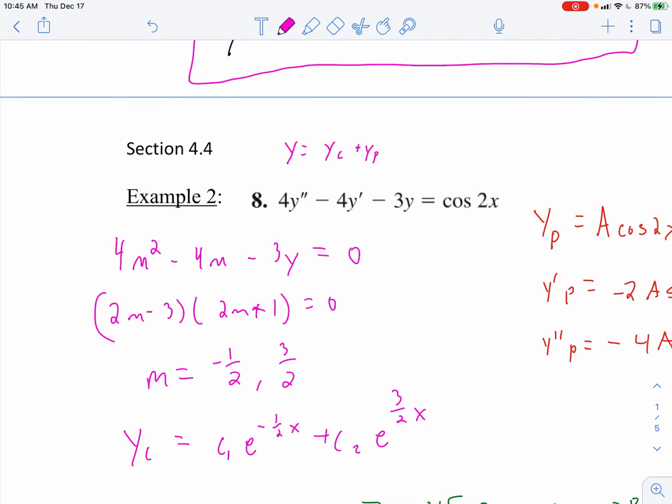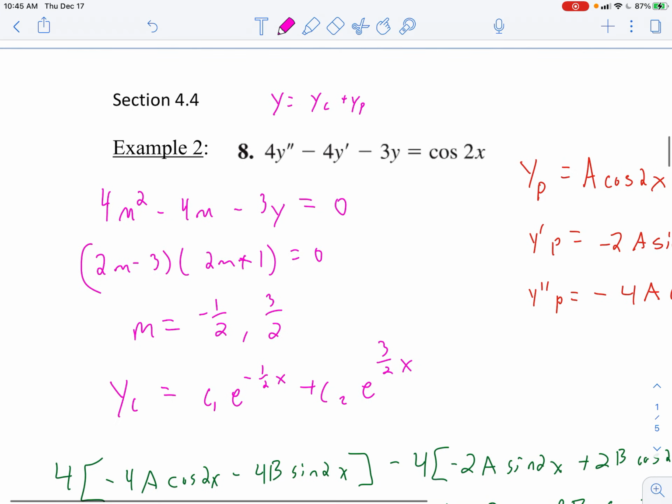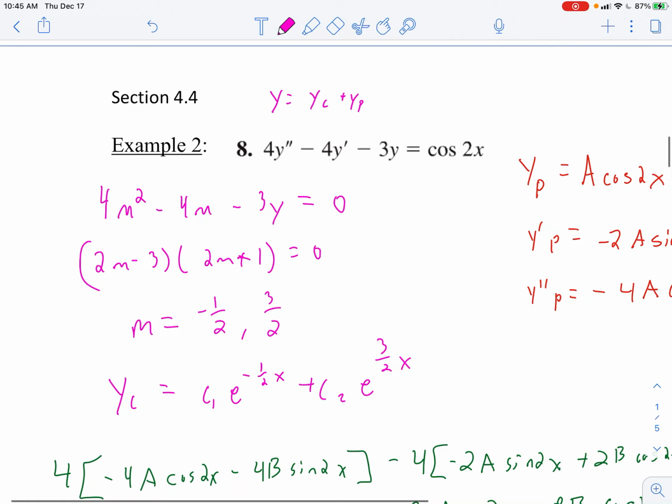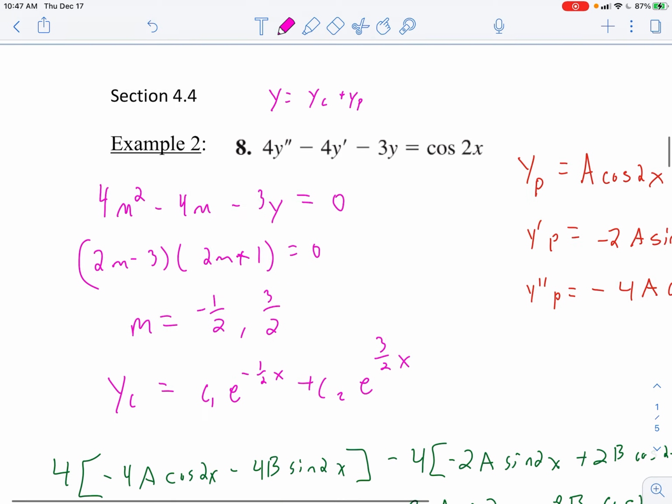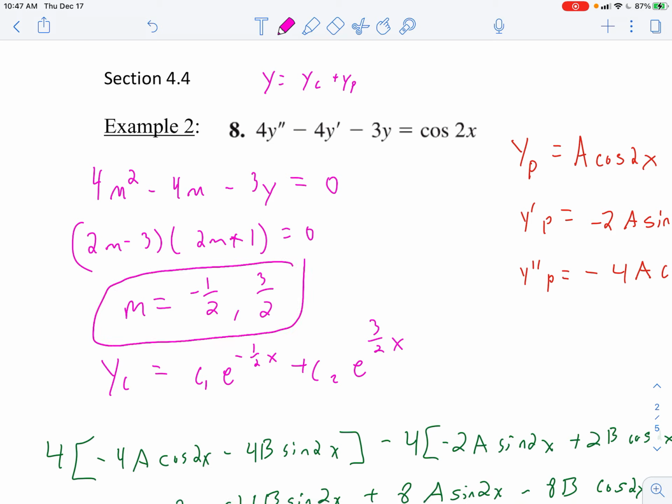To find the complementary solution, we're going to go ahead and find the solution to the homogeneous part. So we make all of our y double prime, y prime, y into m squared, m, and 1. We make it a quadratic, set it equal to 0, and solve it. When we factor, we get 2m minus 3 times 2m plus 1, and then m is equal to negative 1/2 and 3/2.